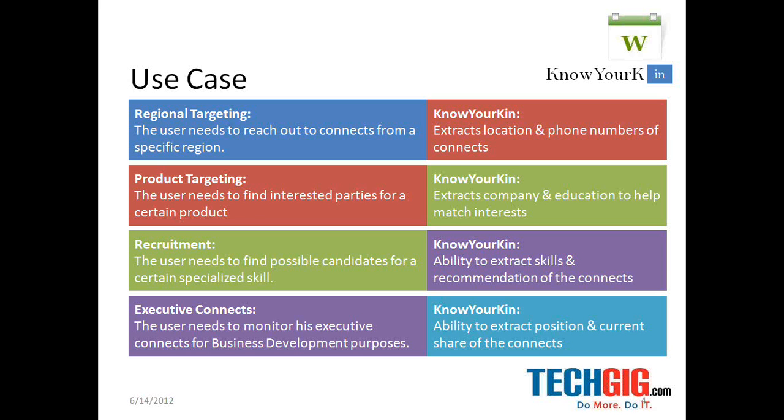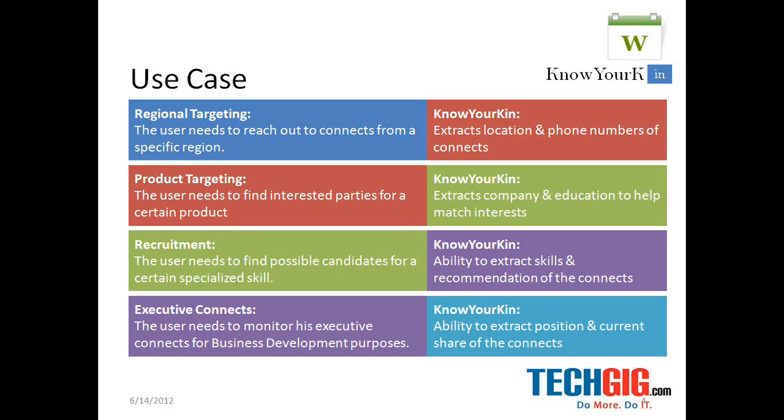The user needs to find out the interested party for a certain product. For example, you can target this company using Know Your Kin, and also the education to help to match interests. It is also used in the recruitment industry as well. So it's basically the user needs to find out the possible candidate for certain specified skills. We can extract the skill from Know Your Kin.